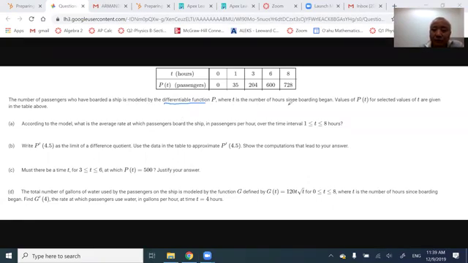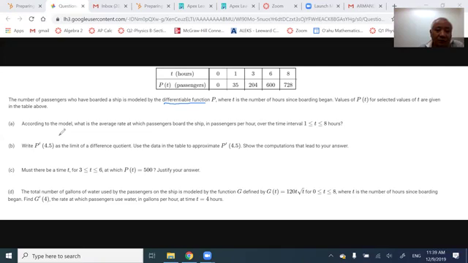Where T is the number of hours since the boarding began, and values of P(T) for selected values of T are given in the table above. This means, for example, 1 hour after the boarding began, you have 35 passengers there. 8 hours of boarding, you have 728, okay? Now, let's look at A.